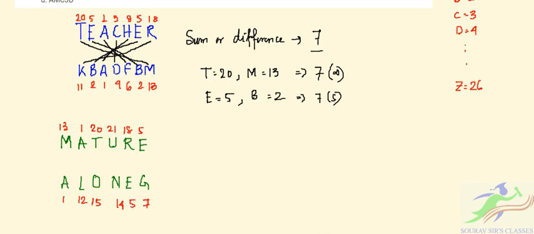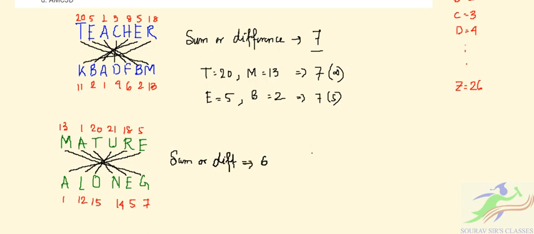Now if we relate these, suppose M is related to G, so M is 13, G is 7, A is related to E, A is 1, E is 5, T is related to N, T is 20, N is 14, U is related to O, 21 and 15, R is related to L, R is 18 and L is 12, E is related to A, E is 5 and A is 1. So here you can see again that the sum or difference is equal to 6.